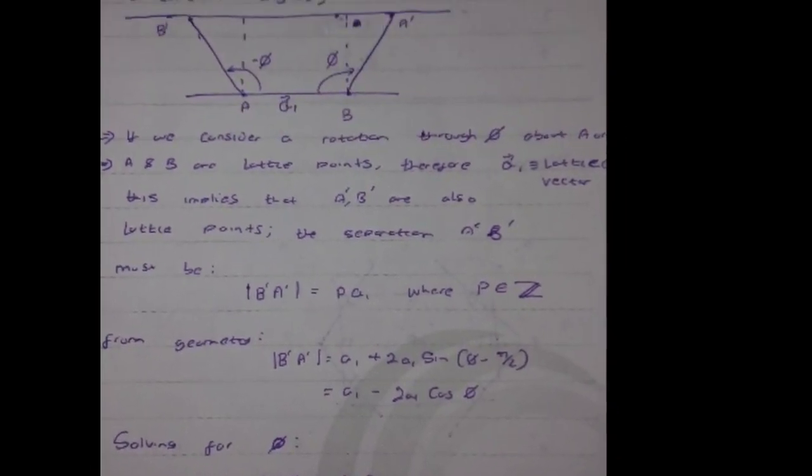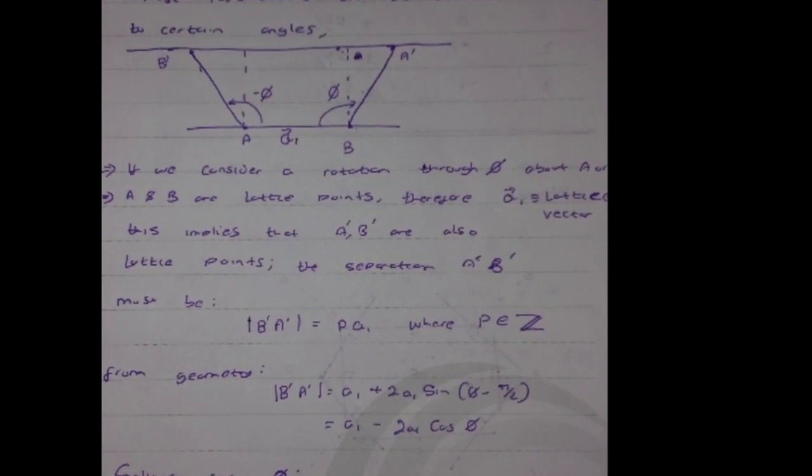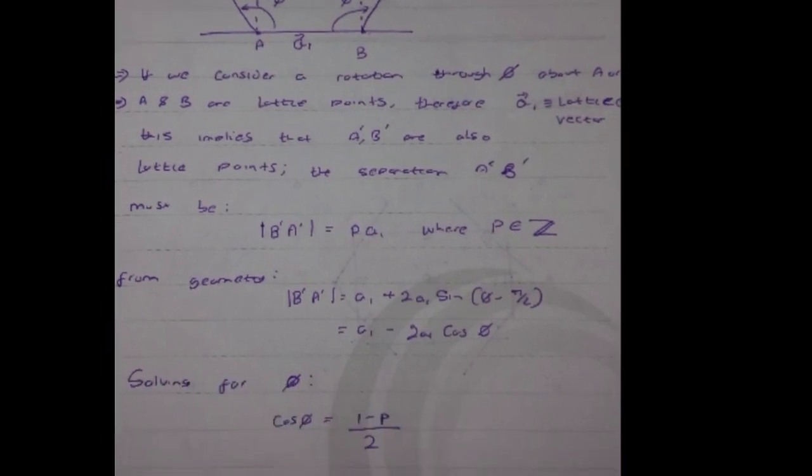Now, also from geometry, if you think about the fact that there are triangles in a triangle, and we have a right angle triangle here in between B, A prime, and B prime, and alternately also between A, B prime, and A prime, we also have another right angle triangle. We can say that the distance B prime A prime will be given by A1 plus 2 times A1 sine phi minus pi by 2, or A1 minus 2 times cos phi.